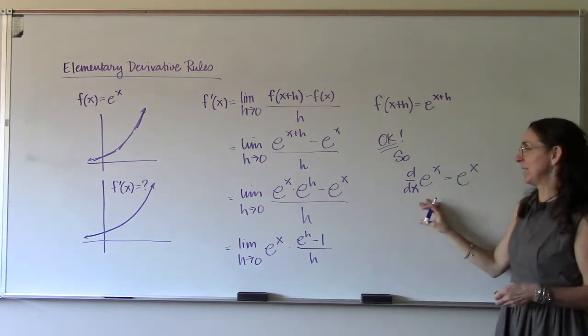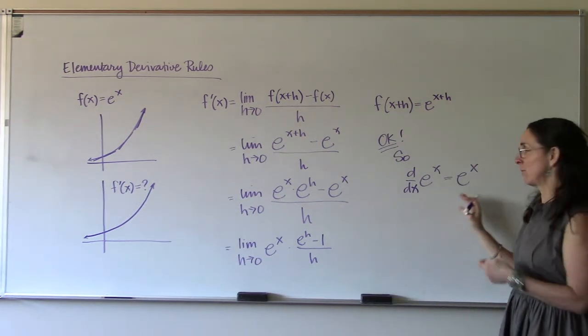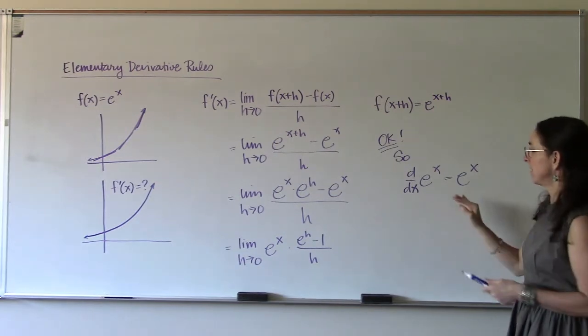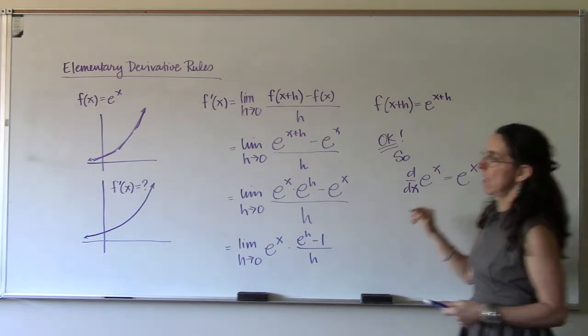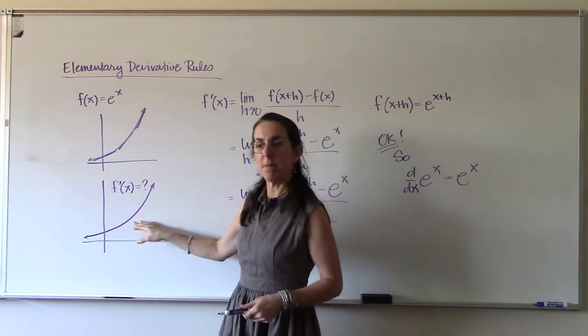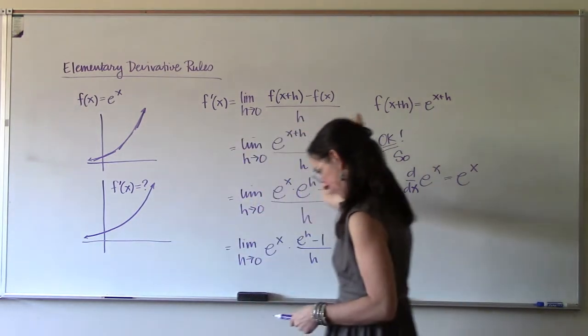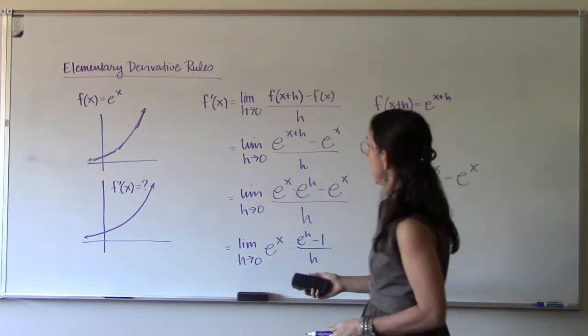Okay, so the happy news is that the derivative of e to the x is equal to e to the x. So that's a super nice result, one that we intuitively might have guessed. Yeah, so good.